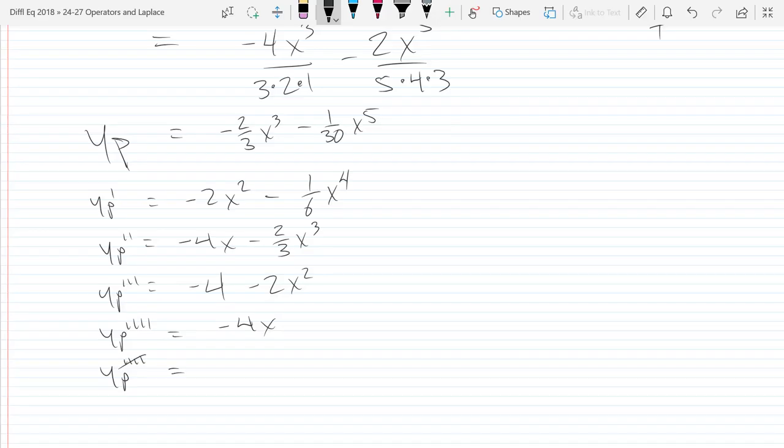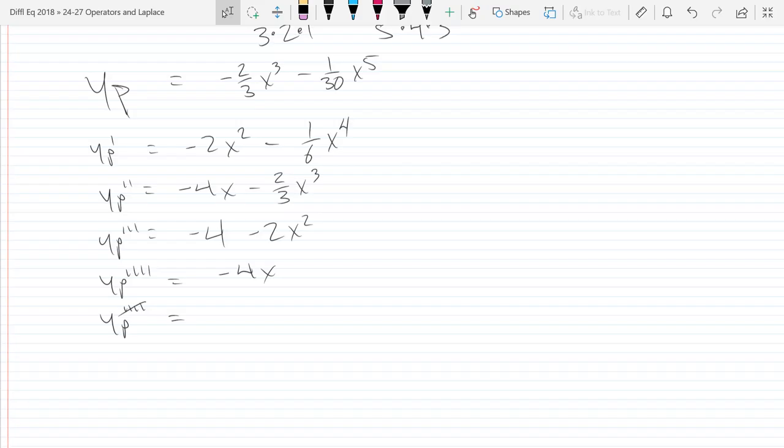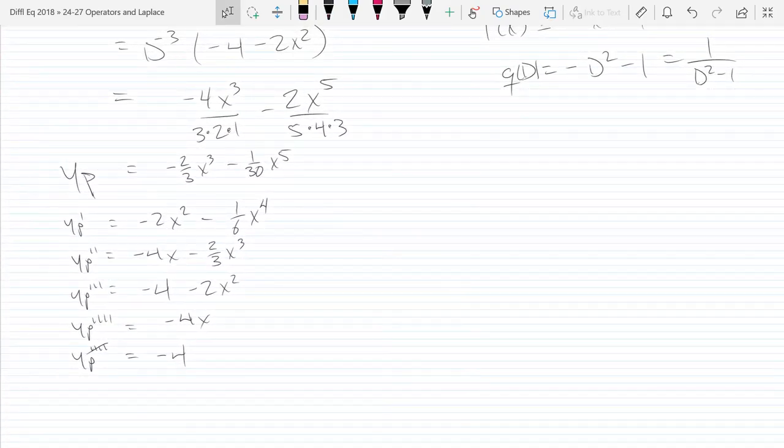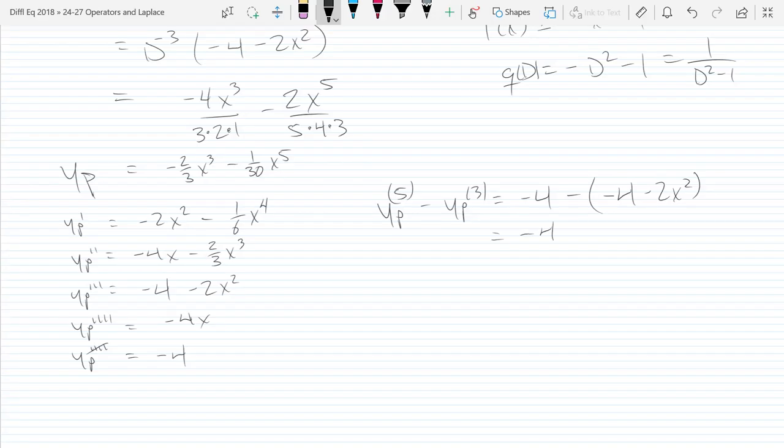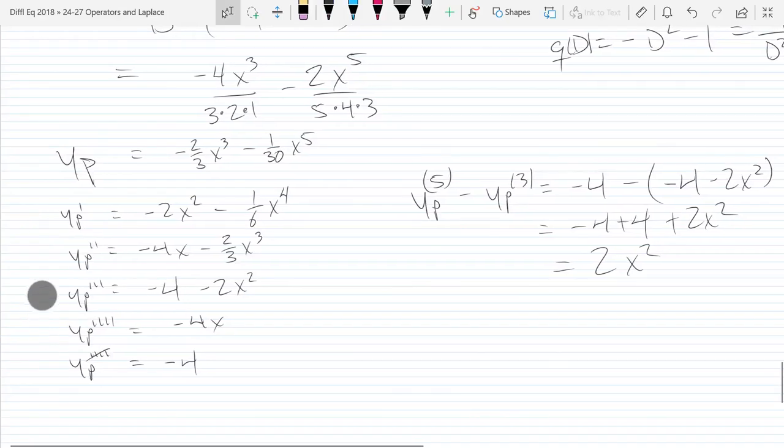That's not official notation. I just felt like being silly. There we go, 2x squared. All right, so any questions on that check or other stuff that we did?